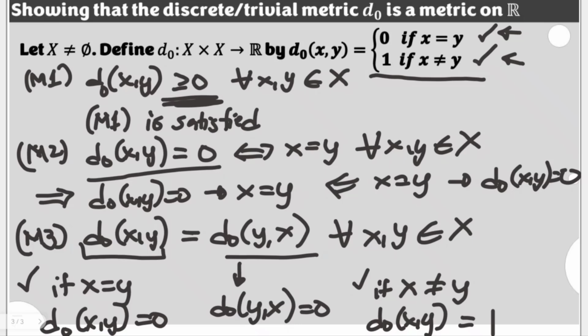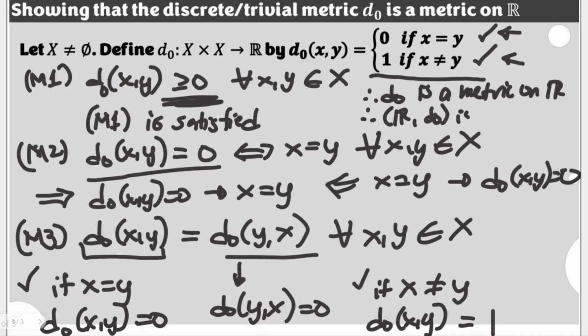With M1 to M4 all satisfied, we can say that D sub 0 is a metric on R, specifically called a discrete metric or trivial metric. And of course, we can further say that R with D sub 0 is a metric space, specifically a trivial metric space or a discrete metric space. That's it for this video on showing whether the discrete or trivial metric D sub 0 is a metric on R. Thank you very much for watching.